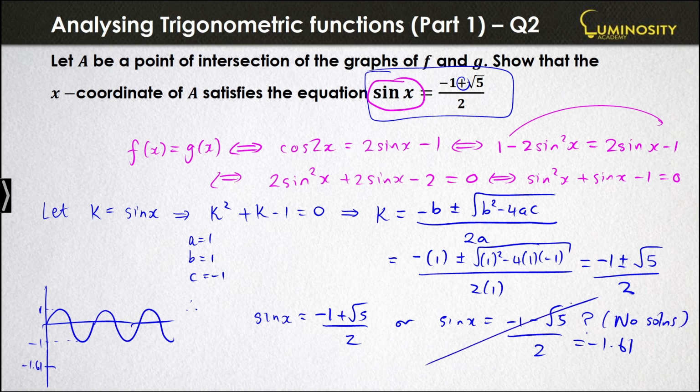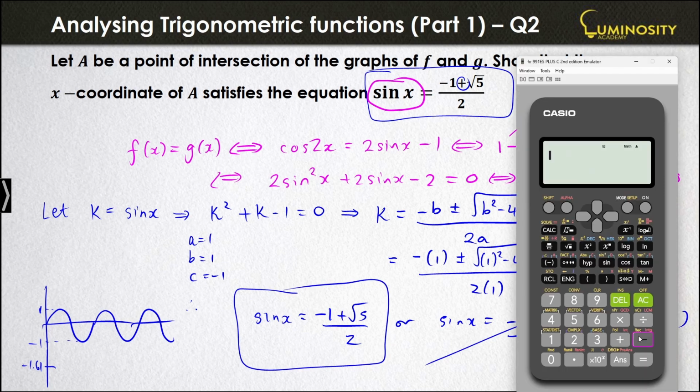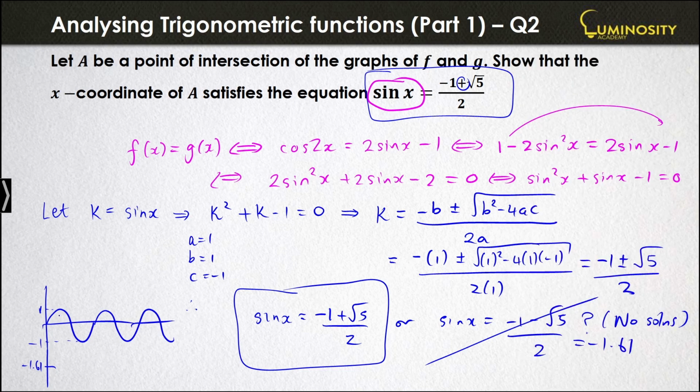So we can discard that one, and the only one that's left over is this one, and we can check that that works because negative 1 plus root 5 and then divided by 2 gives you 0.61, which is somewhere here. So that makes sense. It does have multiple solutions.